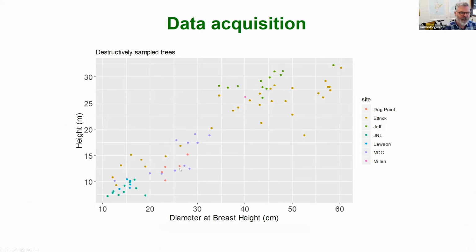So here's a brief description of those destructively sampled trees at those 7 sites. You can see diameter at breast height along the x-axis, height along the y-axis, and you can see a good range of tree sizes that he has successfully acquired data from.